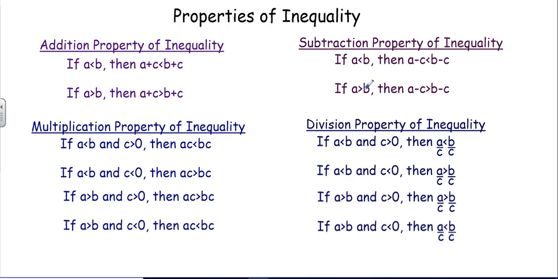For multiplication and division, if you have a positive value that you are multiplying to both sides of the inequality, then the sign will stay the same. However, if you have a negative value, in other words, c is less than 0, meaning negative values, then your sign will flip. It'll go from less than to greater than, or from greater than to less than. And of course, these properties would also work the same way if you had less than or equal to or greater than or equal to for any of these problems.